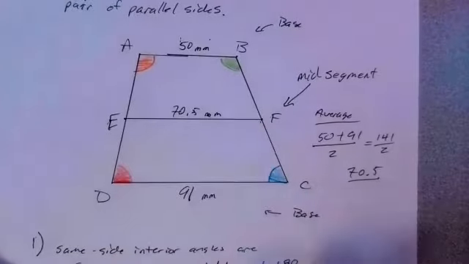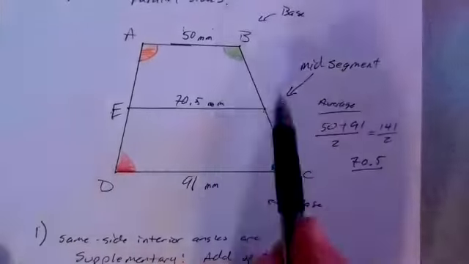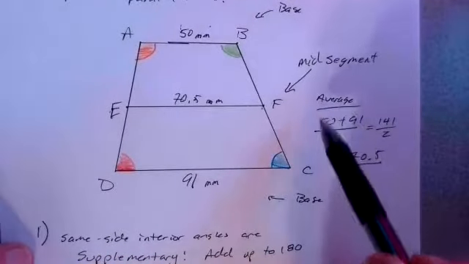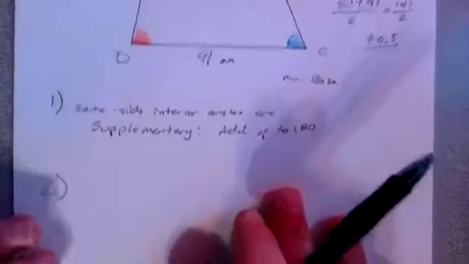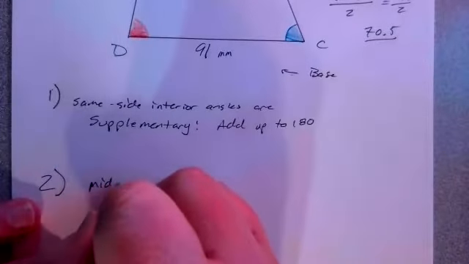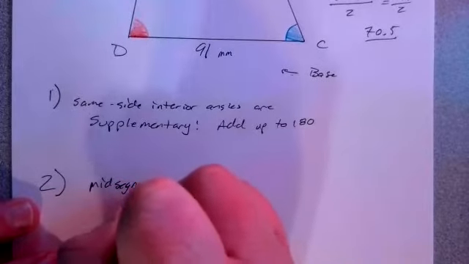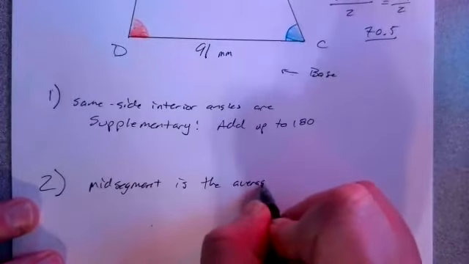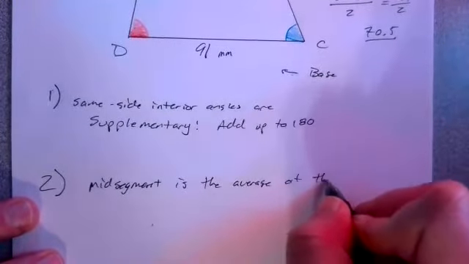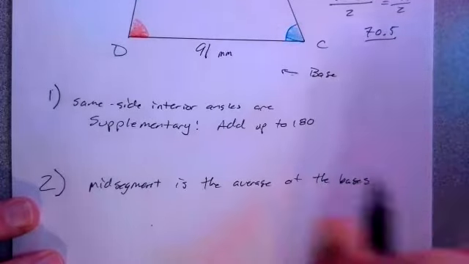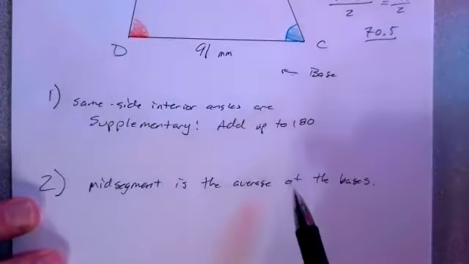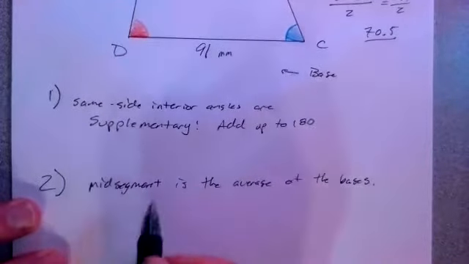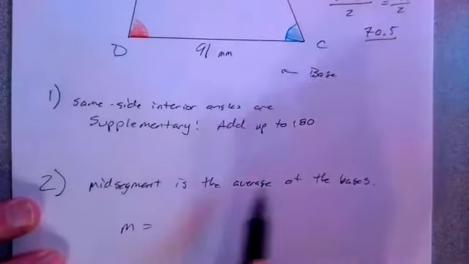It's crazy. Okay. So the second thing we could say, as we've seen, is that the mid-segment is the average of the bases. So the property here: the mid-segment is the average of the bases. So the length of the mid-segment is the average of the length of the bases. Here's how we're going to write that. For the mid-segment, let's just use M.